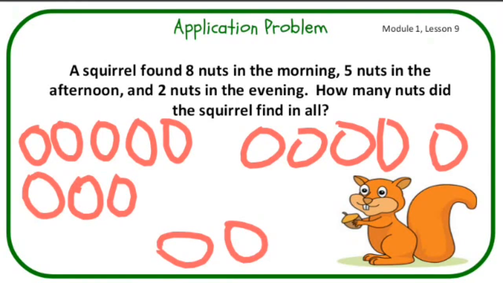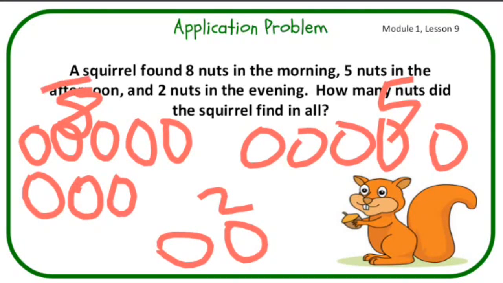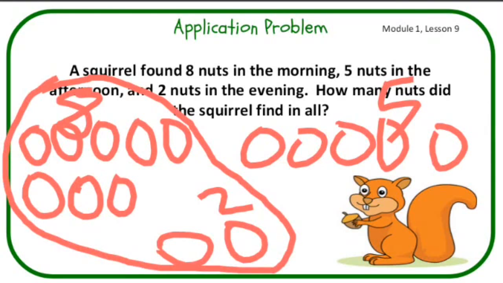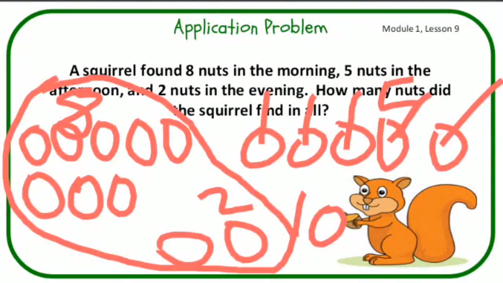Now they said, how many nuts did the squirrel find in all? Don't forget we want to learn how to make 10. So which of these numbers will give me 10? This is 8. This is 5. And this is 2. From our partners of 10, we know that 8 and 2 will give us 10. So I'll circle my 8 and 2. Very good. So this gives me what? 10. 10 plus what's remaining outside? 5. 1, 2, 3, 4, 5. 10 plus 5.